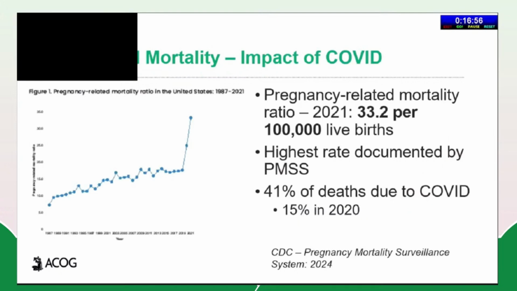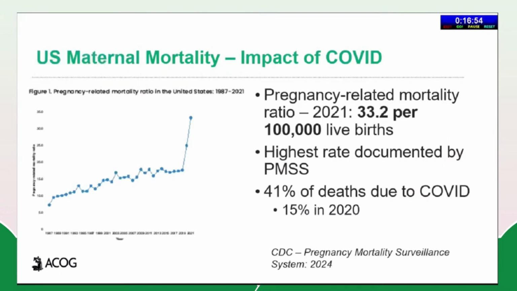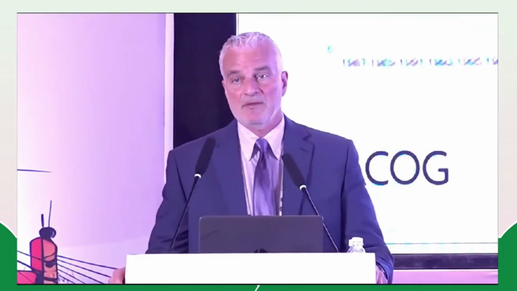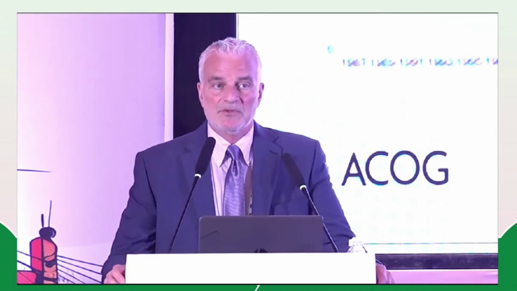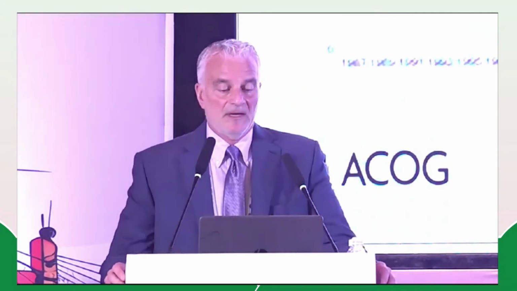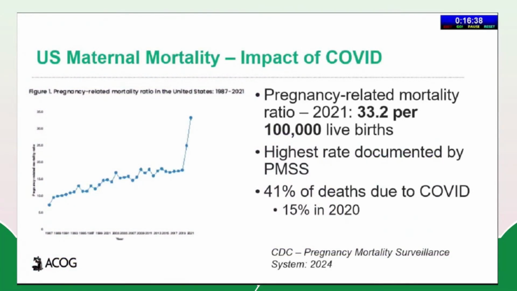We also know, and we've heard several times at this meeting and other talks, that COVID also had a significant impact on maternal mortality, increasing the rates higher than we've ever seen. The Centers for Disease Control and Prevention tracks this data and noted the highest rates ever due to the significant increase in pregnancy-related deaths due to COVID. And you can see that we went from 15% in 2020 to 41% in 2021.